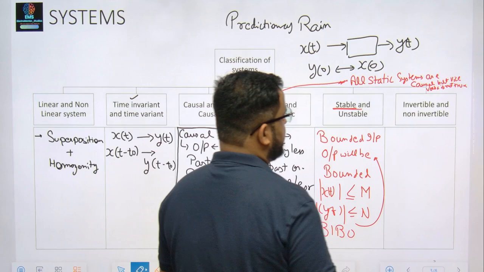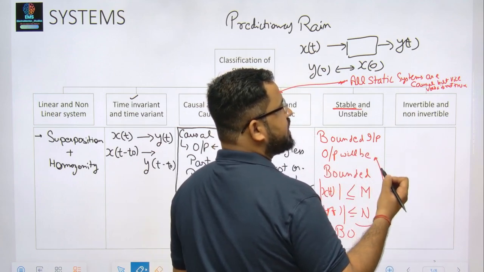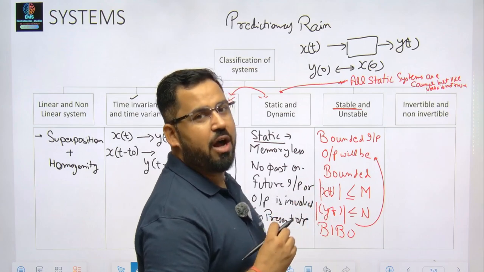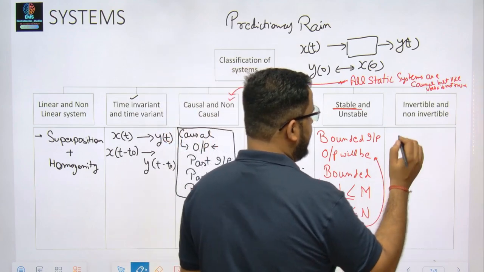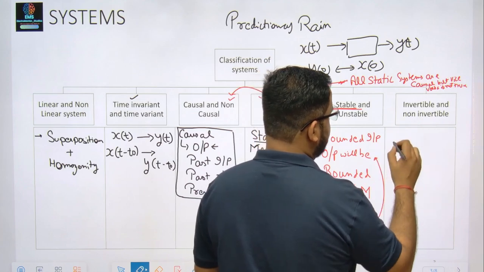Now, what are invertible systems? Invertible systems are systems which give a unique output for an input. For example, let's just take two examples. You'll get this thing.